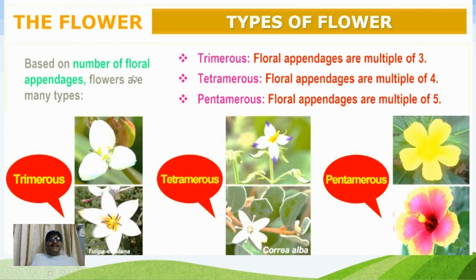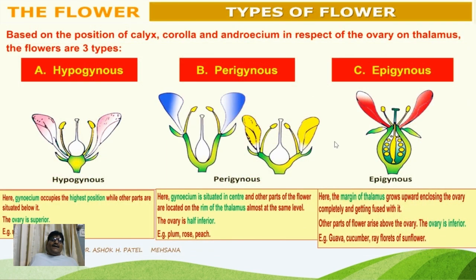The types of flower based on the number of floral appendages: three types are there. That means trimerous flowers, then tetramerous having four appendages, and pentamerous, five, right? So trimerous, tetramerous having four, and more than four means five. These are the special appendages of flowers.